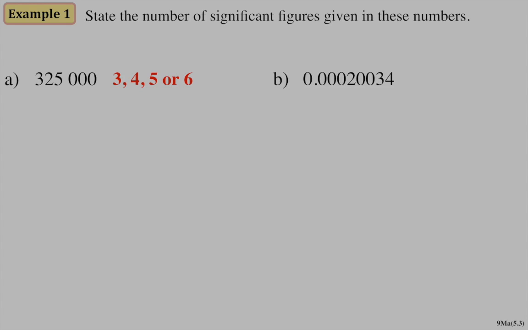Let's go to the next one. Remember, we don't count any numbers when we're starting if they're zeros. So ignore, ignore, ignore, ignore. Aha, 1, 2, 3, 4, 5. So there are 5 significant figures.